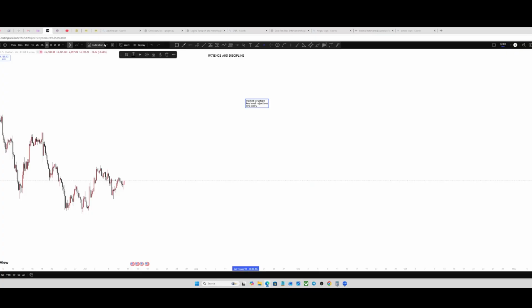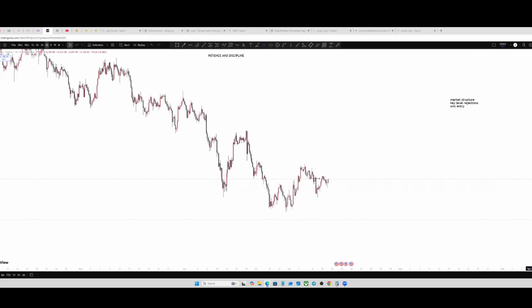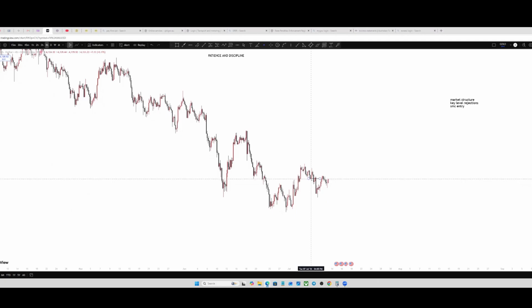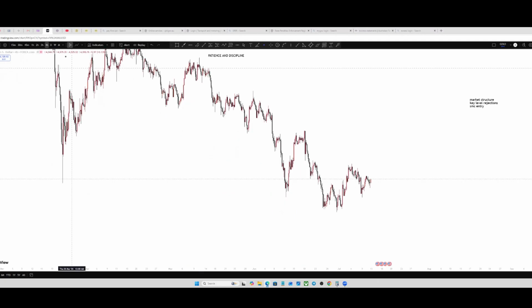SMC entry. I know most of you are familiar with SMC, right? So these are the checklists that I'm going to use, very, very easy, right? So let me just delete everything. So this was my thought process.